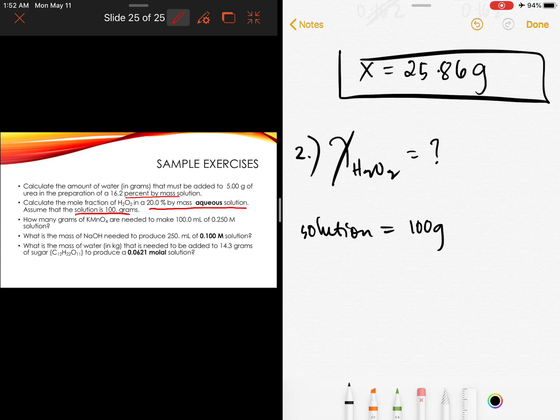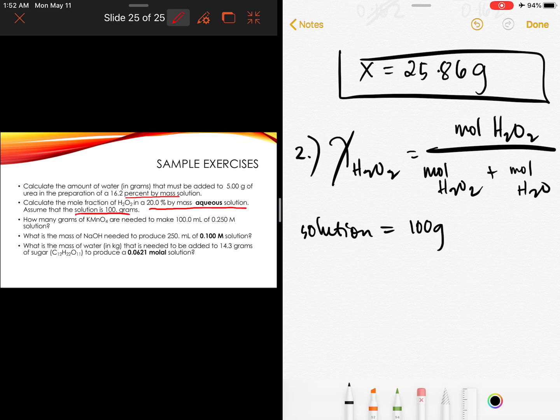So when you say aqueous, you dissolved your solute in water. Okay, so when you say aqueous, the solute is dissolved in water. So the other component of the solution is water. Okay, so let's try to write the formula for the mole fraction here. It's mole of hydrogen peroxide over the mole of hydrogen peroxide plus the second component, which is water. Why? Because it says aqueous solution, and when you say aqueous, it's dissolved in water.